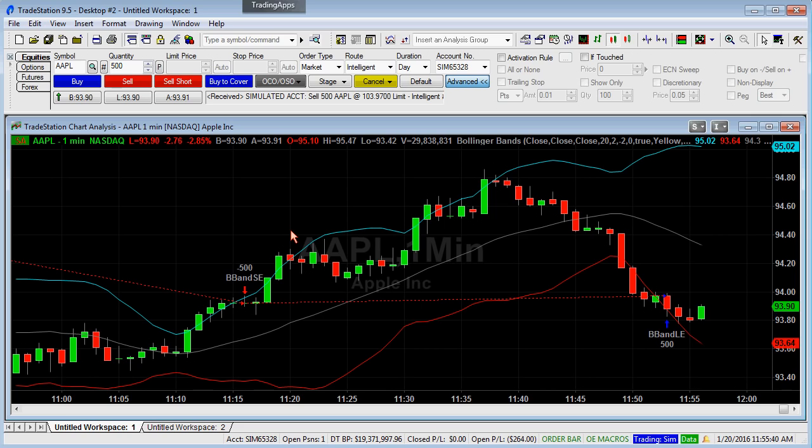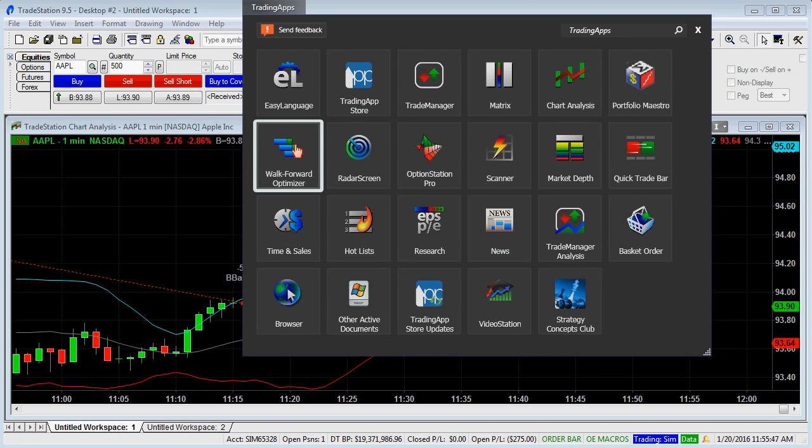So we talked about Portfolio Maestro to do backtest on a portfolio of symbols. And we also have another tool here on the trading apps called the Walk Forward Optimizer, which enhances your optimization functionality. We talked about optimization. If you remember, we did the optimization of a stop. So it went through the whole series of numbers, and we were able to find optimal parameters. But when you use optimization excessively, you're going to be curve fitting the strategy to historical data.